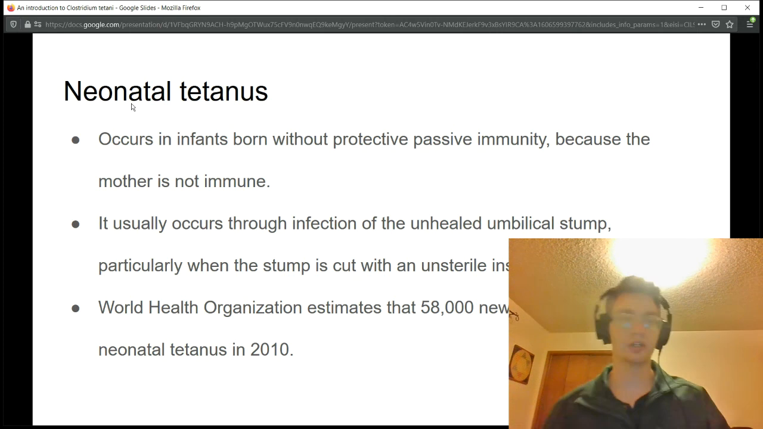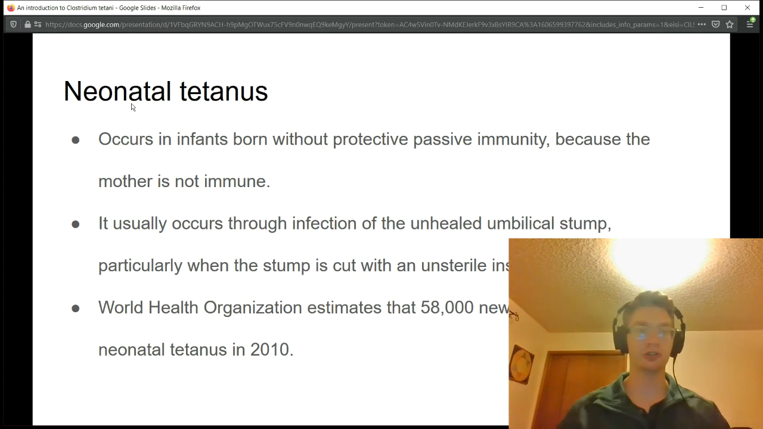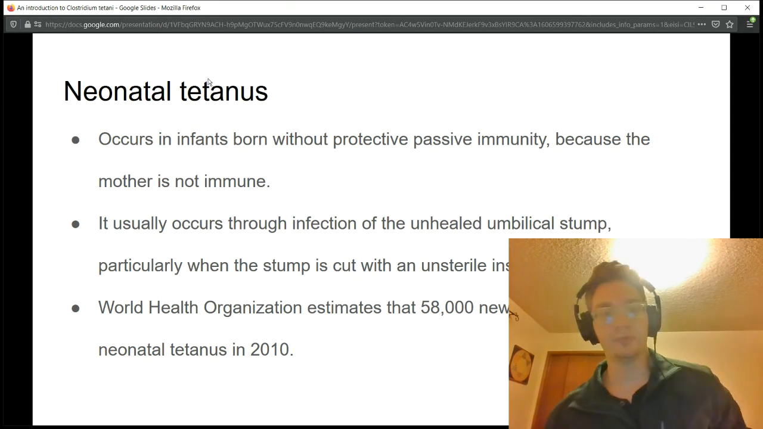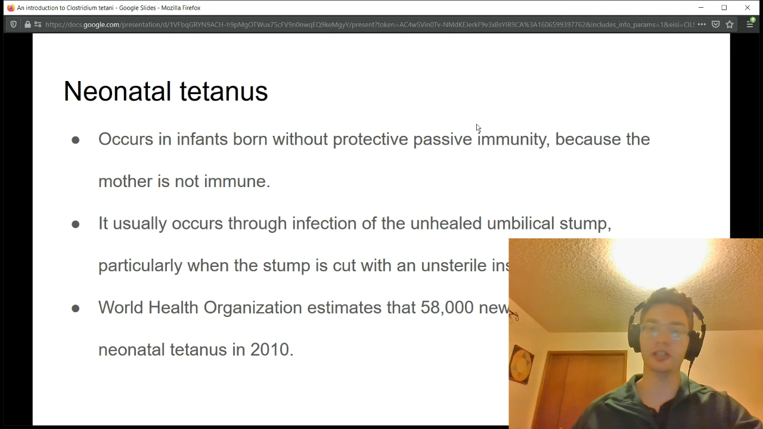I said earlier there's 4 clinical types, and we're going to go through those quickly here. The first is neonatal tetanus. This occurs in infants born without protective passive immunity from their mothers. So their mother is not immune to tetanus. And this normally occurs through infection of the unhealed umbilical stump on the infant, especially when the stump is cut by an unsterile instrument. That's commonly how it happens.